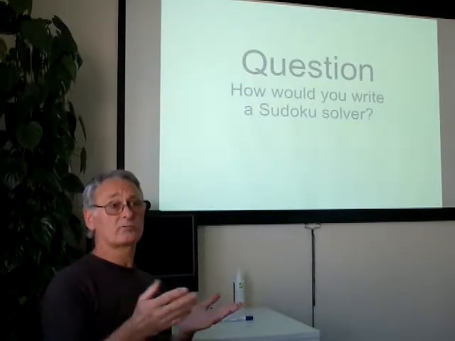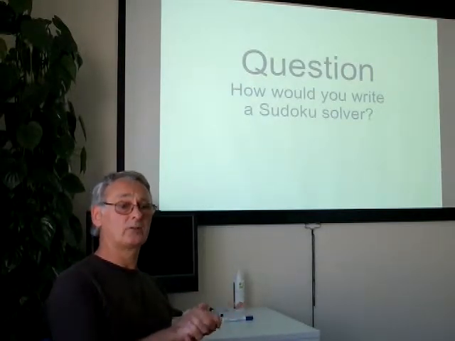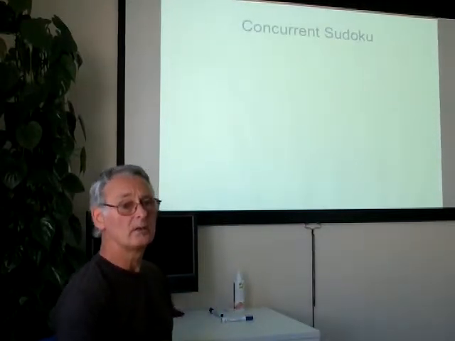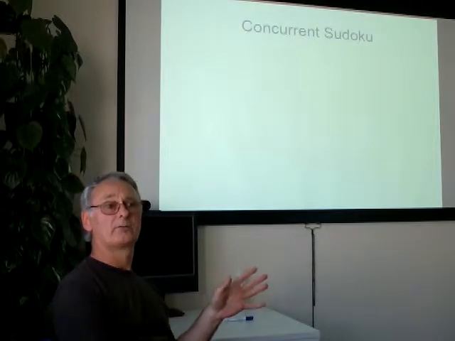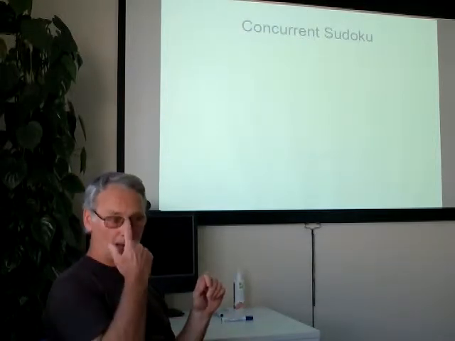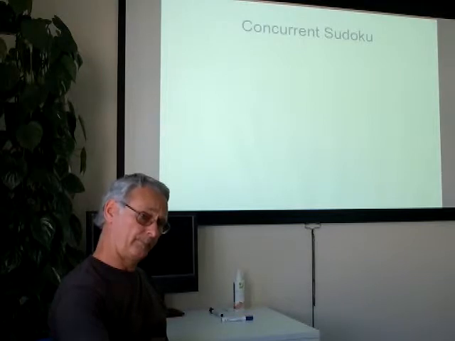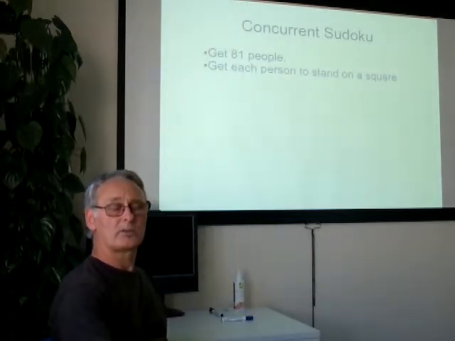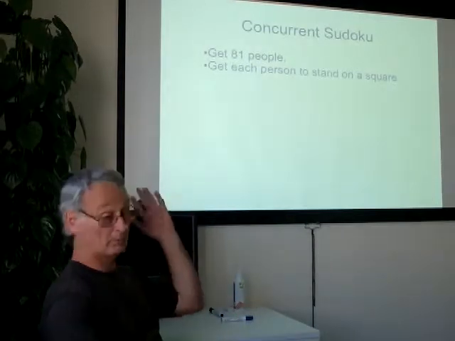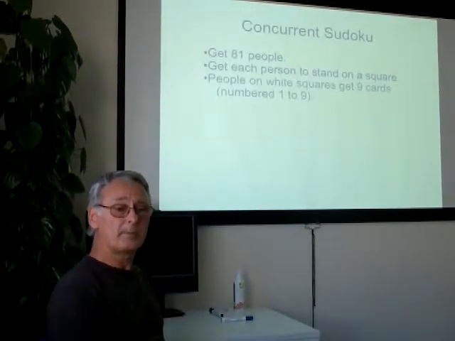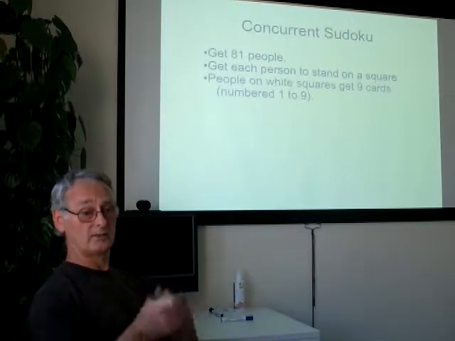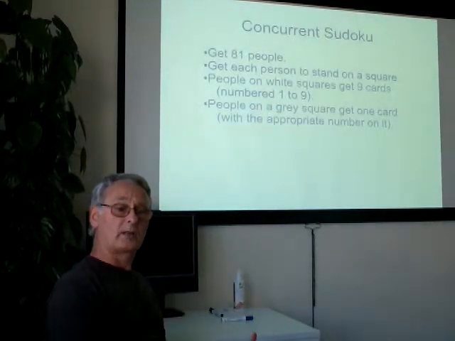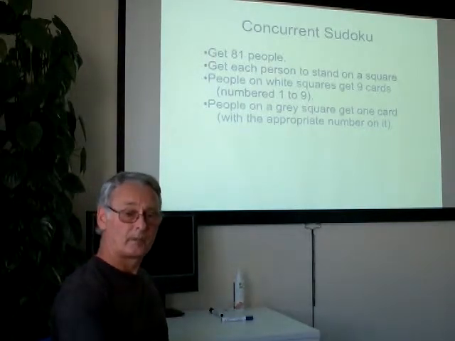So there's a range of different ways of doing it, a range of different languages. What I want to do today is to look at a concurrent way of solving this problem. And so what's the algorithm? Well, get 81 people, get each person to stand on a square, so we need a big board, and people on the white squares get 9 cards, number 1 to 9. People on grey squares get 1 card with the appropriate number on it.